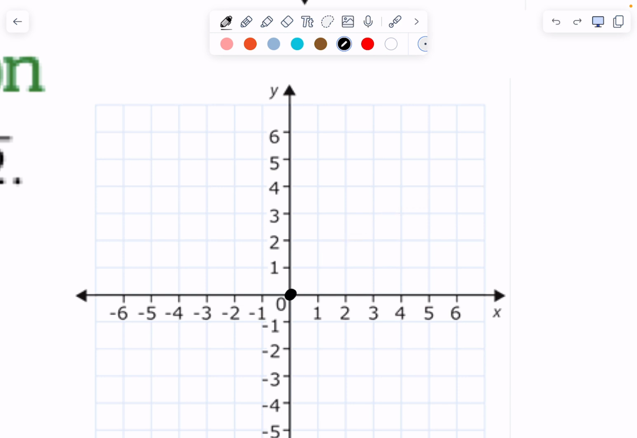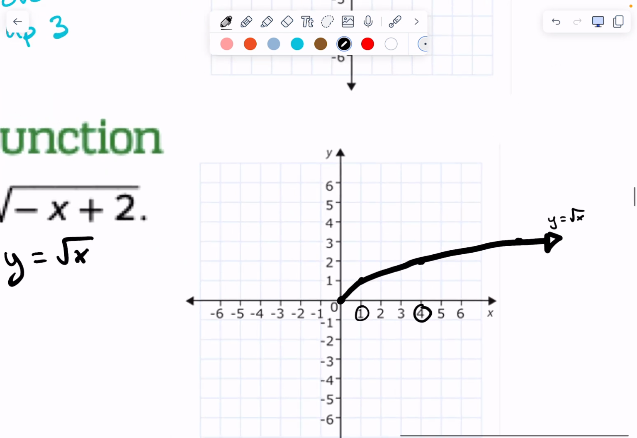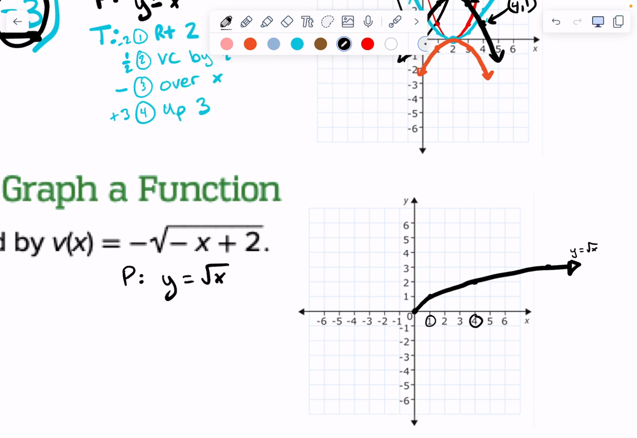If I go over to 1, the square root of x, the square root of 1 is 1, right? The next nice number to take the square root of is 4, and 4 will be at 2. The next nice number is 9, and 9 will be at 3. So something like this, and this is what he looks like. He's like the top half of a parabola on its side. That's what the square root of x looks like. This is our parent. Okay? Good? All right. Next.